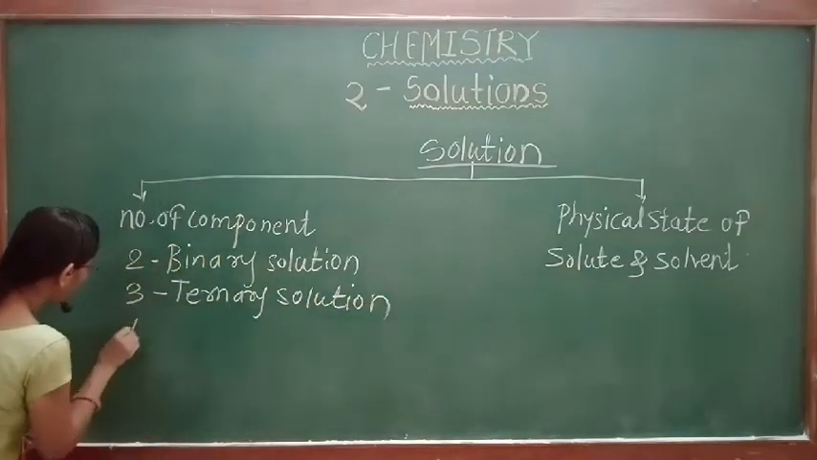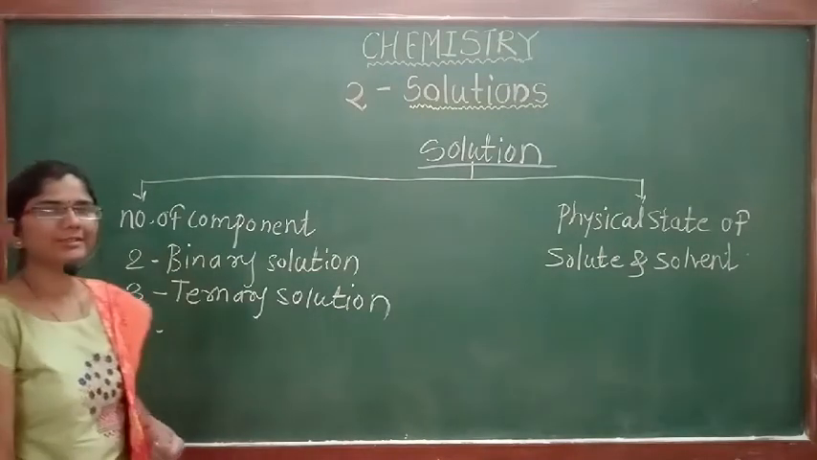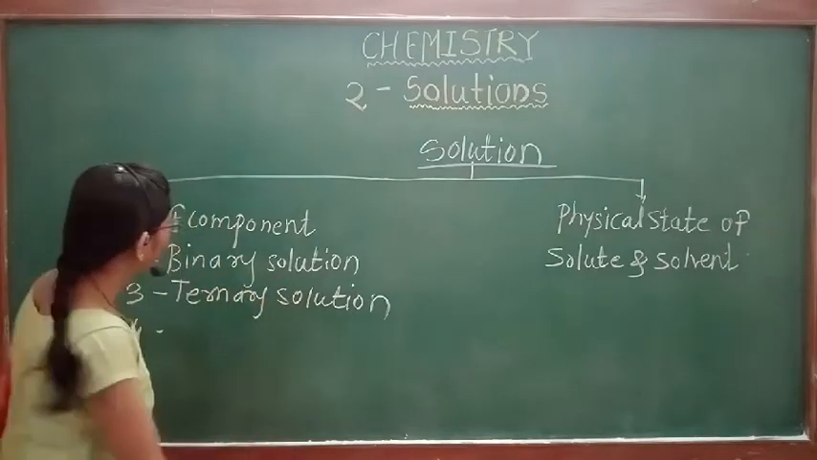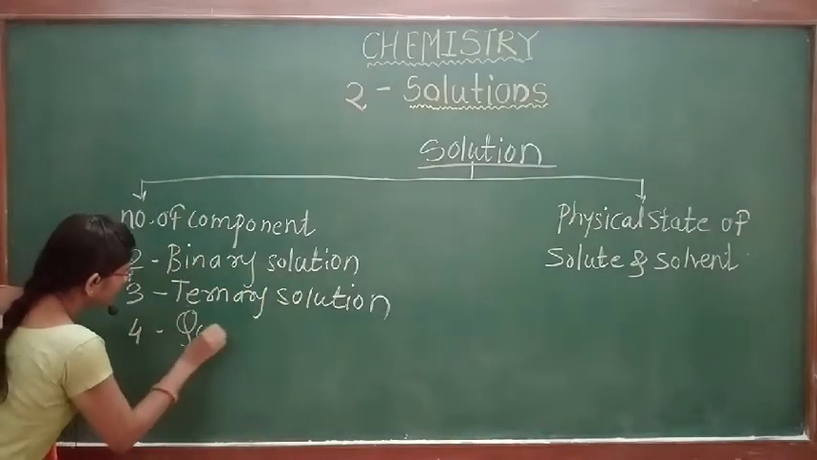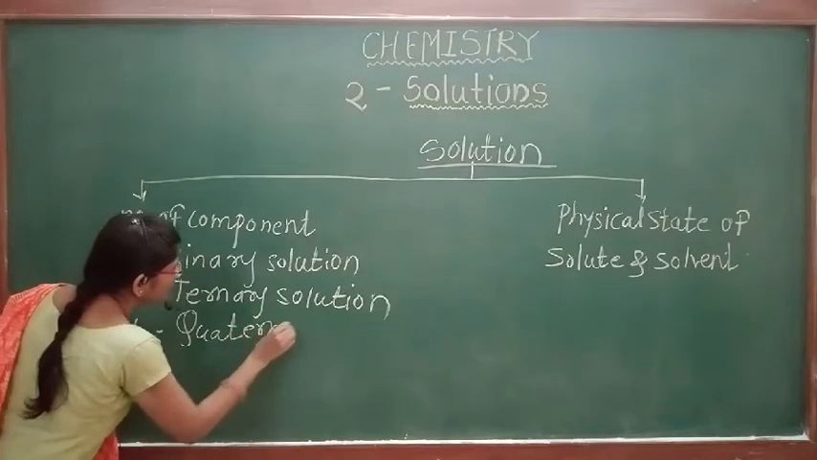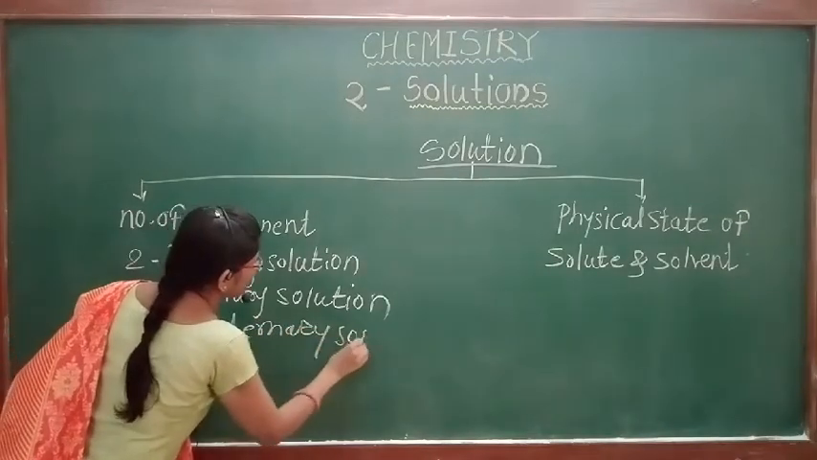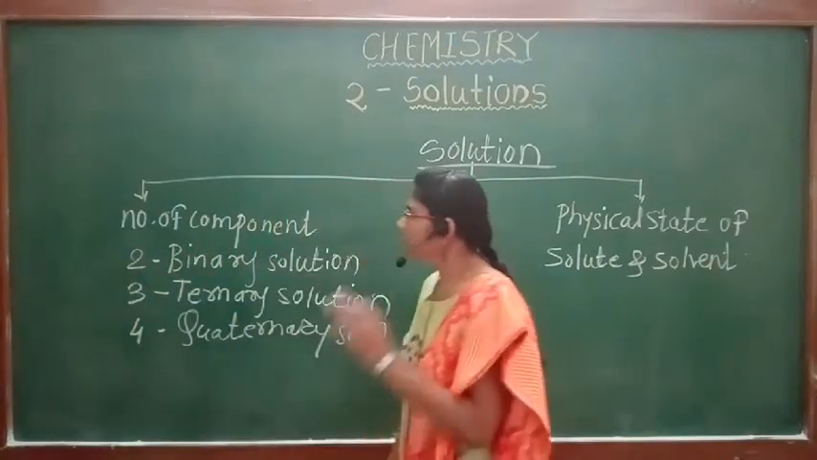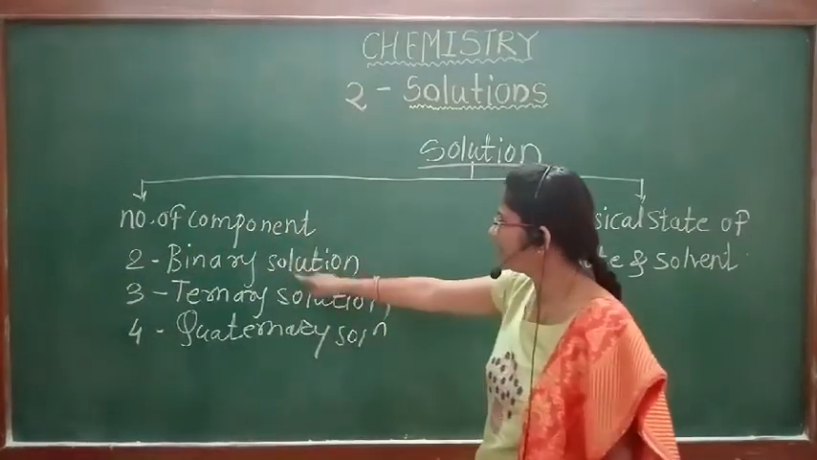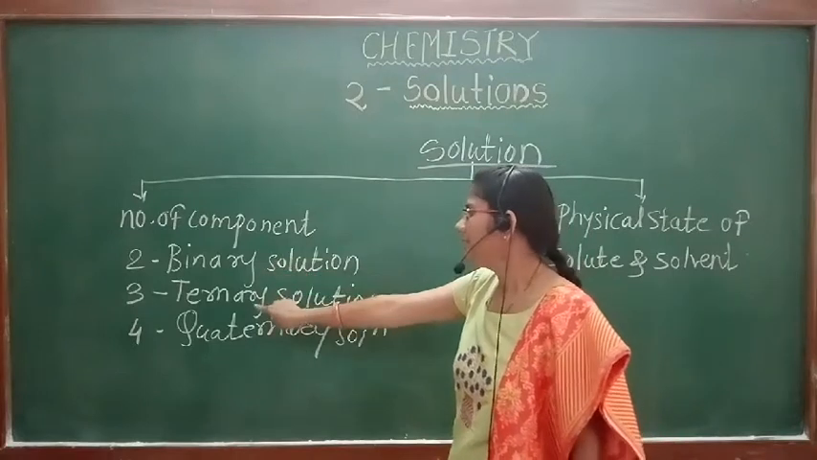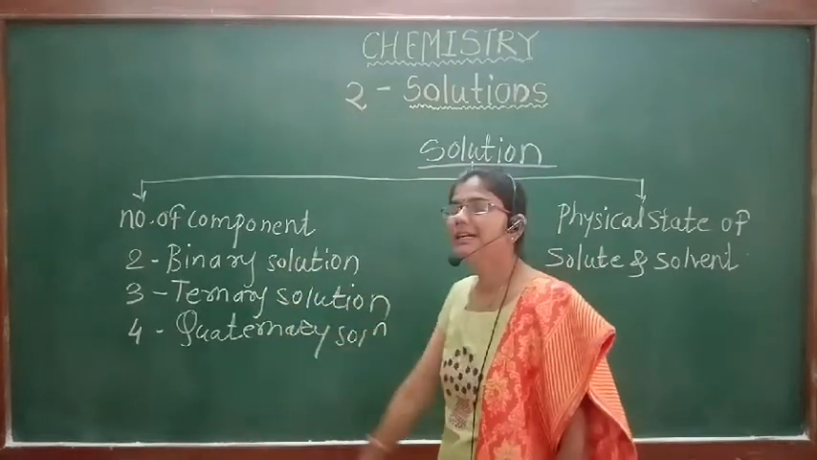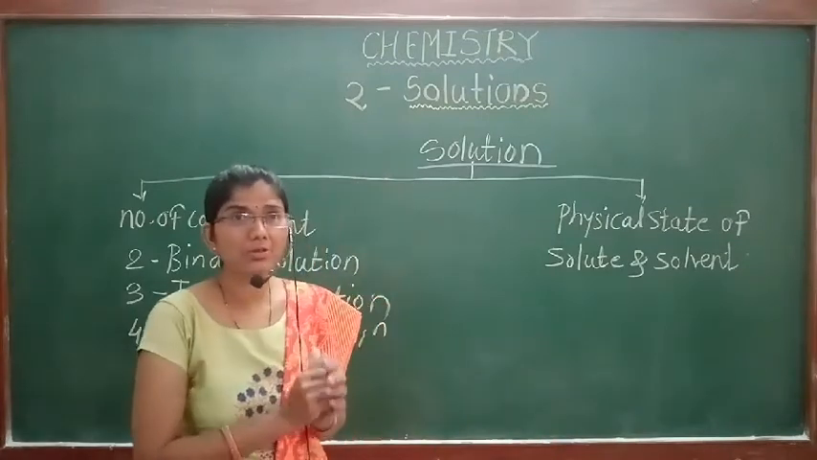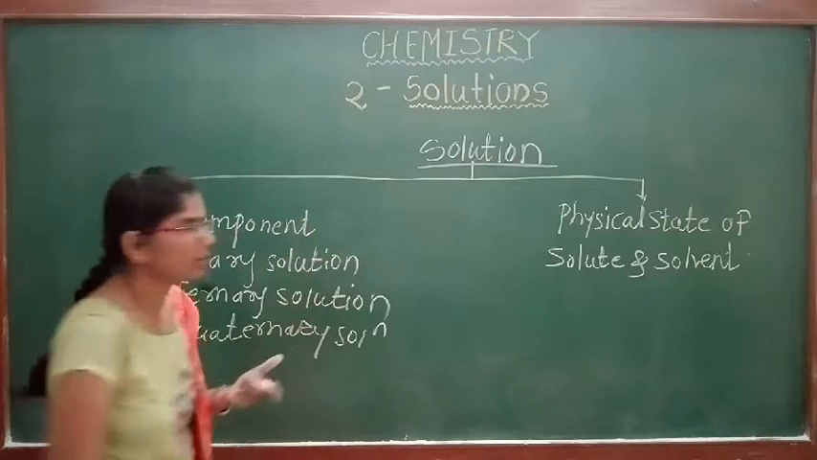And if the components involved in the solution are 4, then that type of solution is called a quaternary solution. So depending on the number of components, the solutions are classified into binary solution, ternary solution and quaternary solution. This is the classification of the solution depending on the number of components.